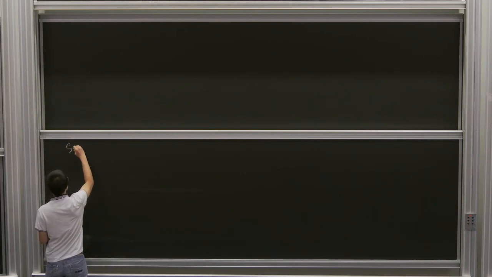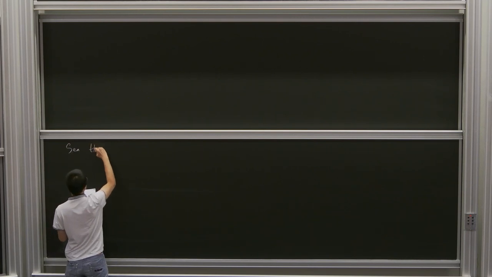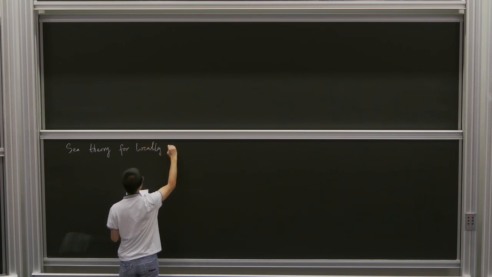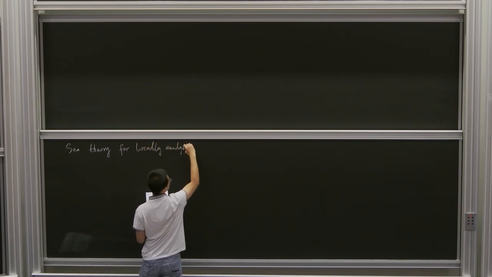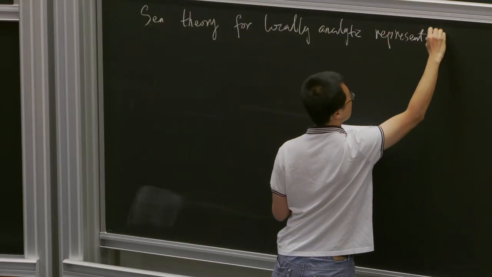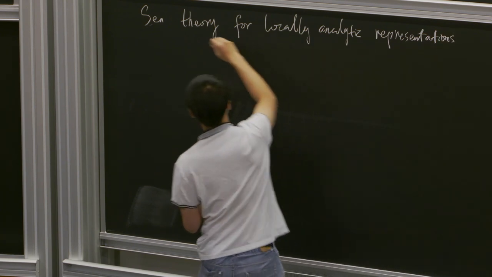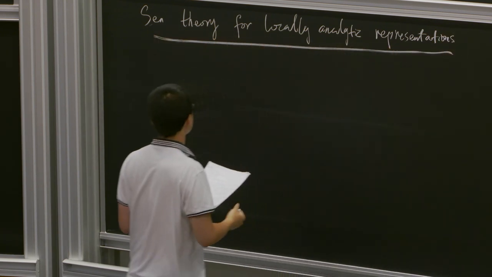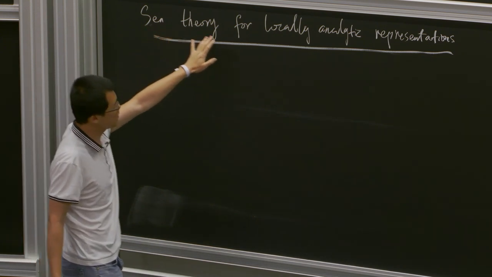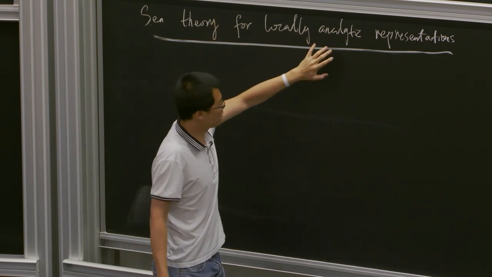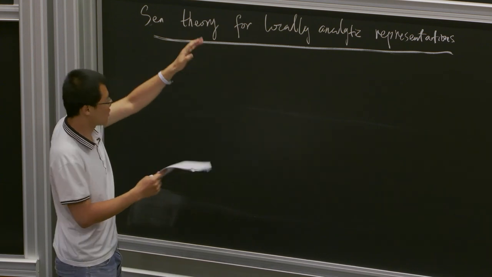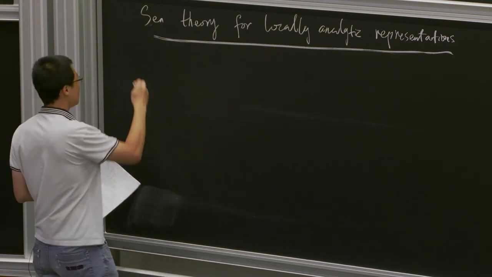So the title is Sen Theory for Locally Analytic Representation. I will explain what. So let me try to first explain what is Sen theory, or classical Sen theory, and then I will explain what locally analytic representation means for this talk, and now I'll try to explain what this really means.